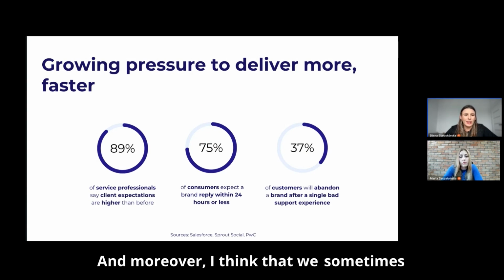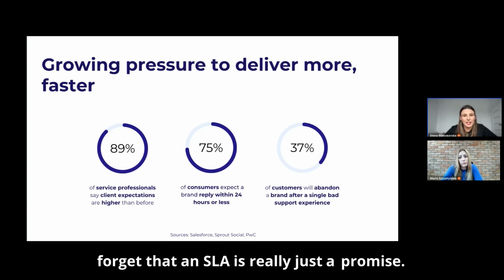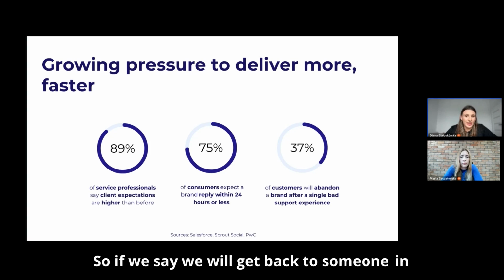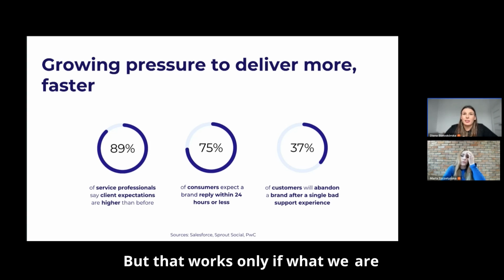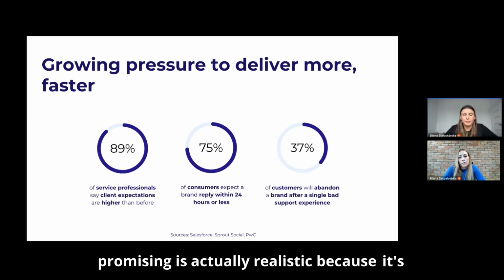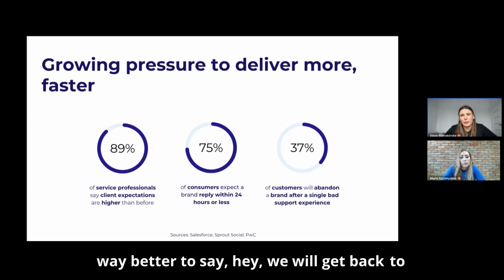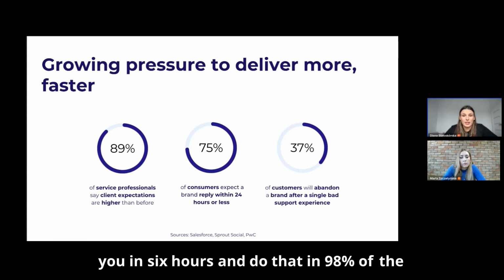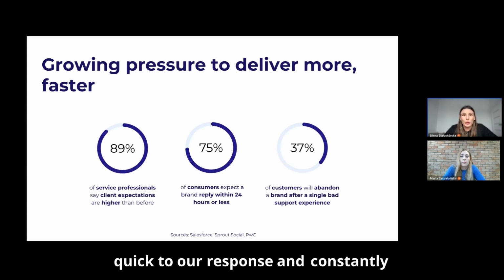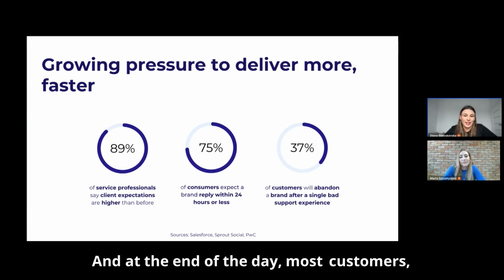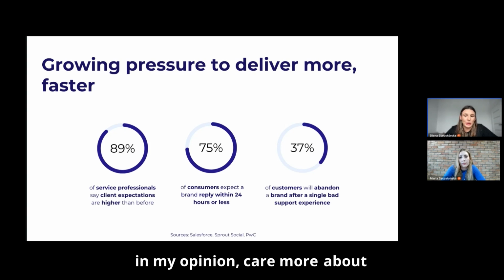Moreover, I think we sometimes forget that an SLA is really just a promise. If we say we will get back to someone in a certain amount of time, we should mean it, right? But that works only if what we are promising is actually realistic, because it's way better to say, hey, we will get back to you in 6 hours and do that 98% of the time than to promise, for example, a super quick 2-hour response and constantly miss it. At the end of the day, most customers, in my opinion, care more about consistency than speed. They just want to know they can count on us.